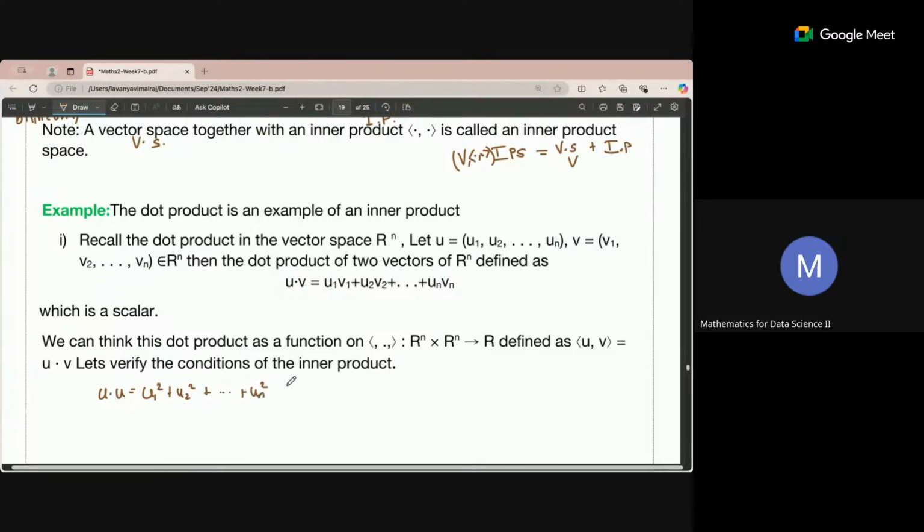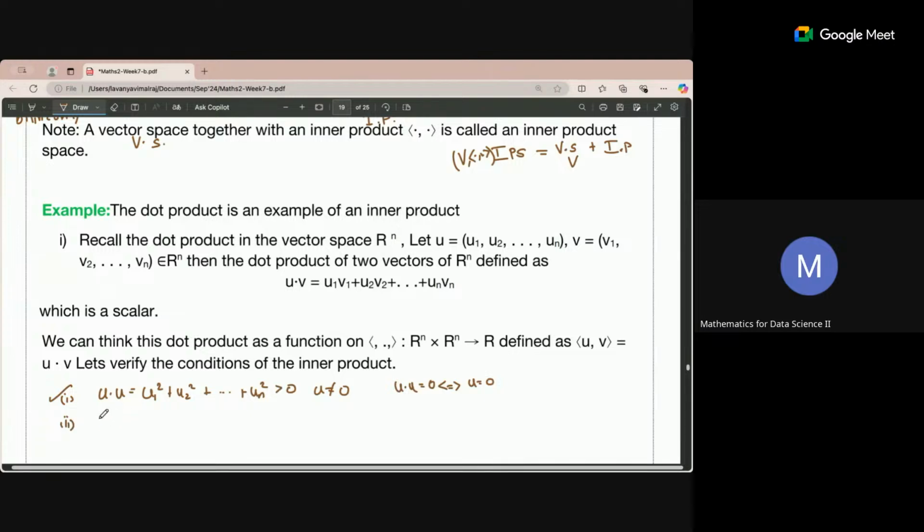u squared. So it means it is positive for all u non-zero. And you know that u dot u is 0 if and only if u is 0, right? So the first property, is it obvious for dot product? Yes.